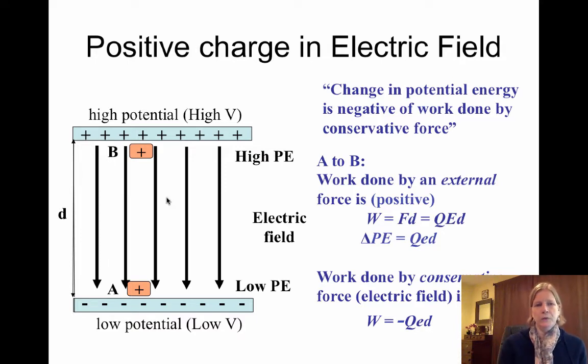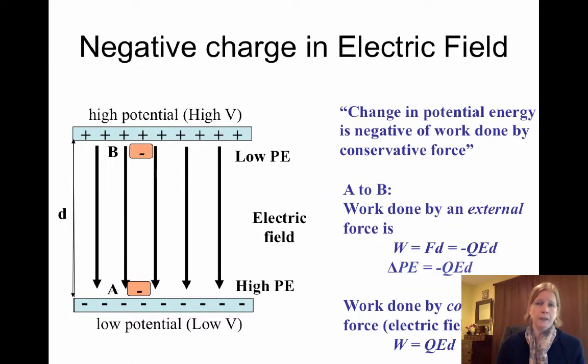So what do you notice? We notice for a positive charge that there's a correspondence: if you're in a region of relatively high potential, a positive charge will have high potential energy. If you're in a region of relatively low potential, your positive charge will have relatively low potential energy. All right, let's move on to a negative charge in the electric field.